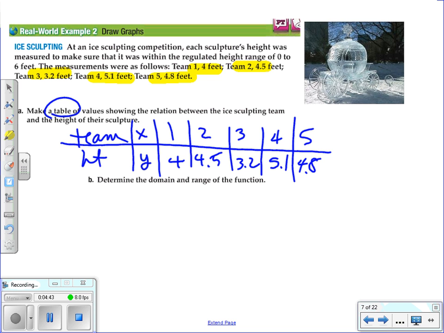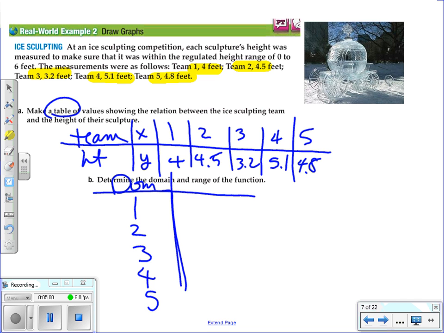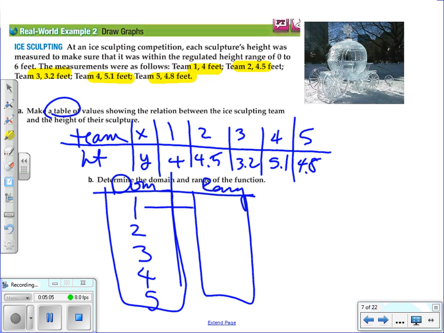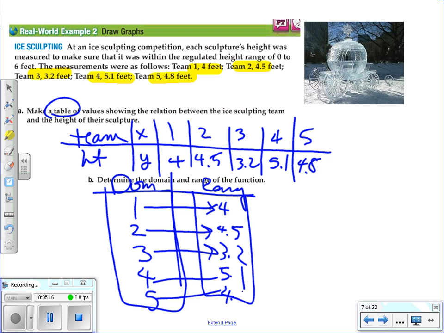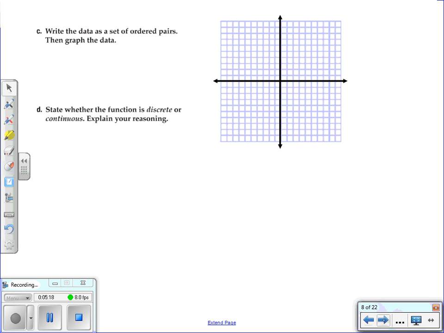All right, determine the domain. So now we have our table of values. Let's determine what the domain and the range is. The domain is 1, 2, 3, 4, and 5. That would be our domain. And our range is 4, 2 is paired with 4.5, 3 is paired with 3.2, 4 is paired with 5.1, and 5 is paired as 4.8. Well, let's take that information and graph those ordered pairs.